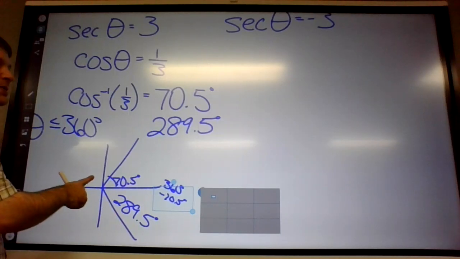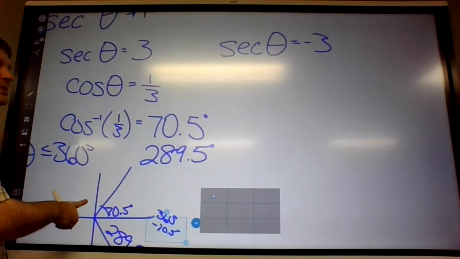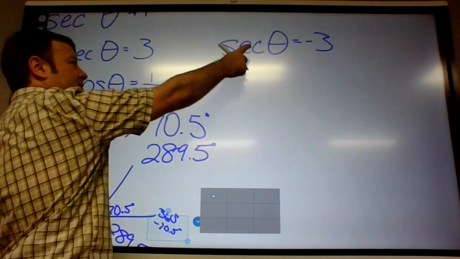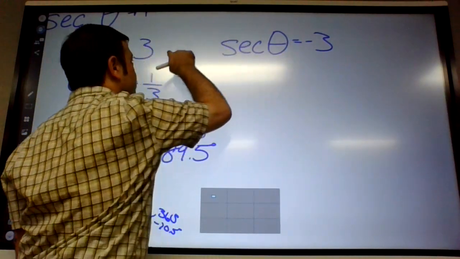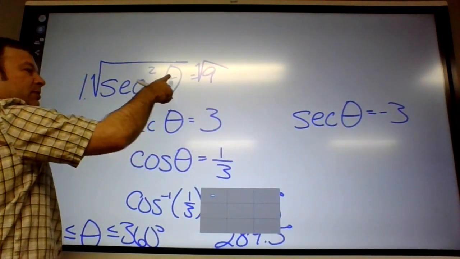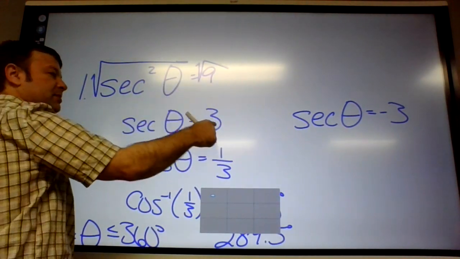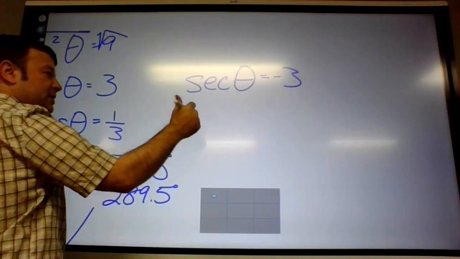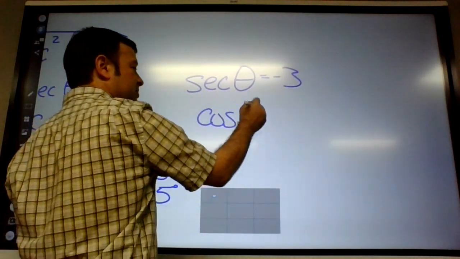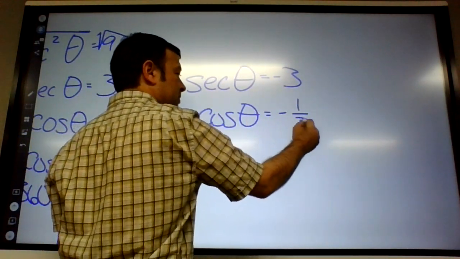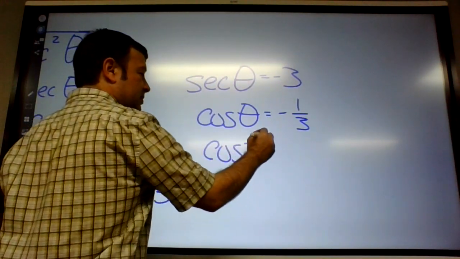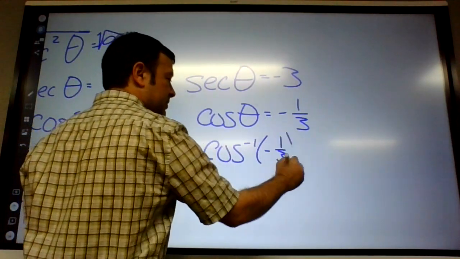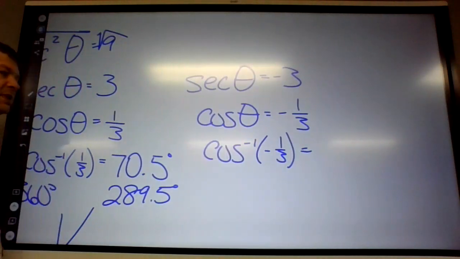Now we would be done except I just kind of ignored this guy. You guys remember where this came from? When you square root both sides, it's plus or minus, so it could also equal -3, which means cosine of theta could also equal -1/3. So we need to do cosine inverse of -1/3.